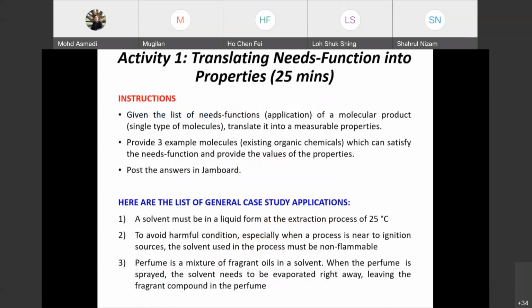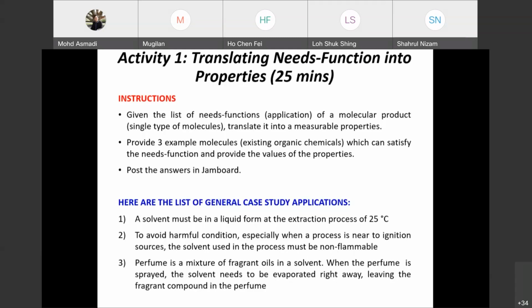So I give you around 5 to 10 minutes. Activity 1: could you please translate the needs function into the properties? Given the list of needs function of the molecular products, this is a single type of molecule, translate it into the measurable properties. I already gave the example, right? Provide 3 example molecules, existing organic chemicals, which can satisfy the needs function, and provide the value of the properties. Post the answer in the Jamboard.